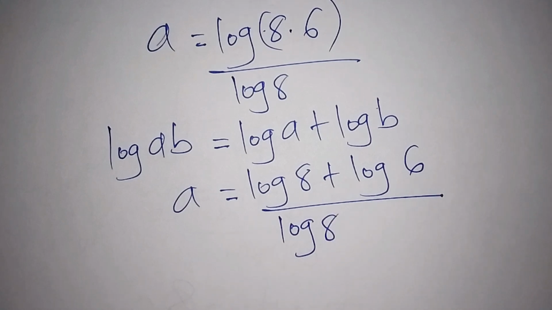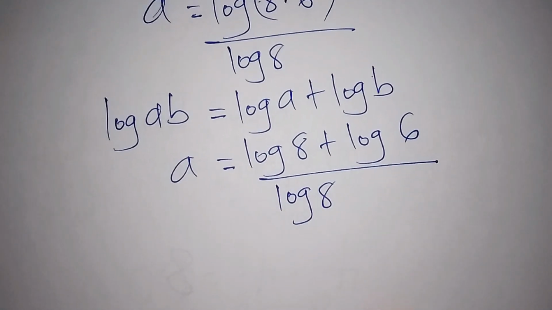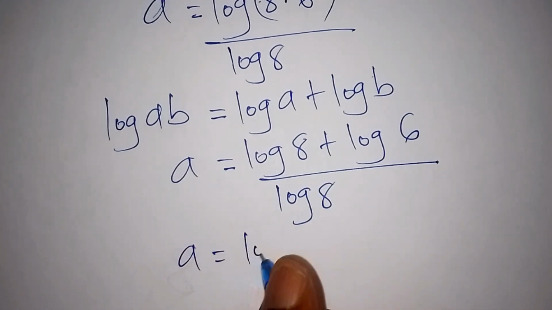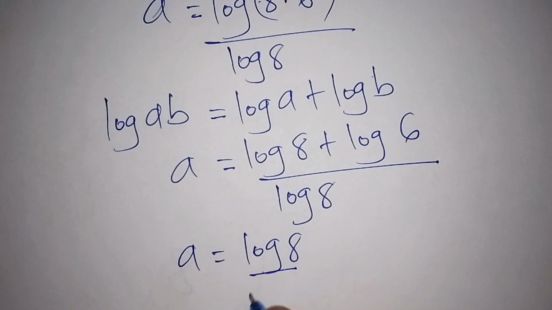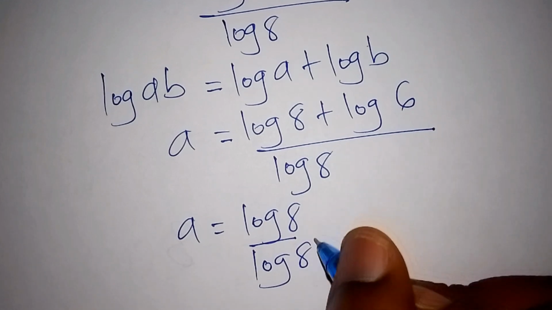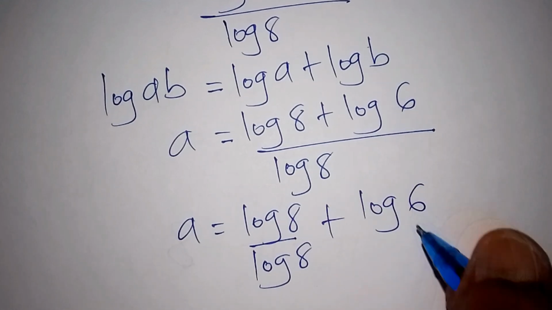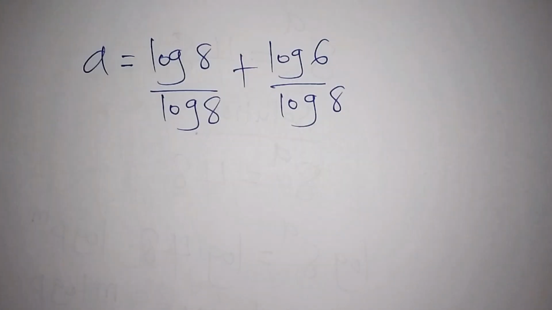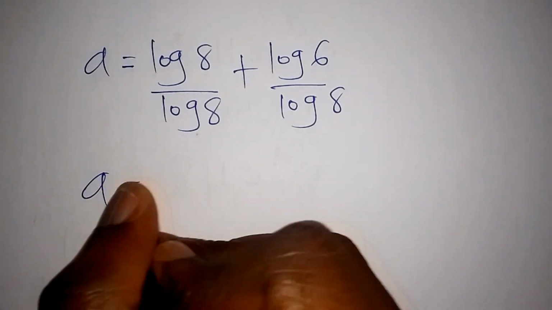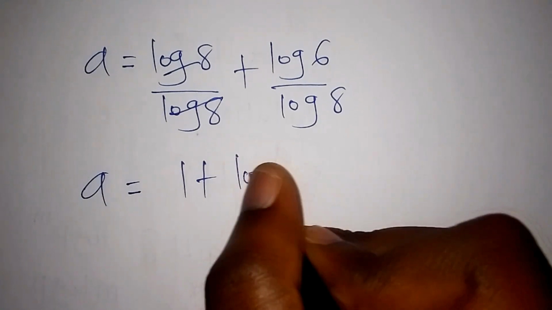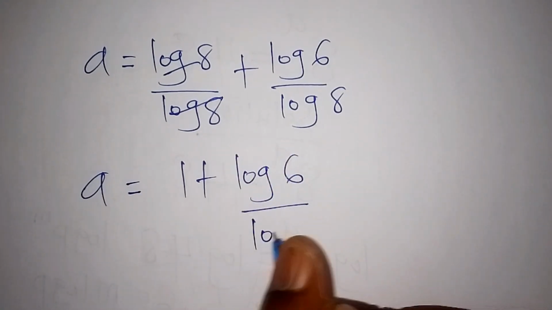From here we shall divide both sides by the log of 8. So A is equal to the log of 8 over the log of 8 plus the log of 6 over the log of 8. So here we shall say that A is equal to, the log of 8 and the log of 8 cancel, so now we shall have 1 plus the log of 6 all over the log of 8.